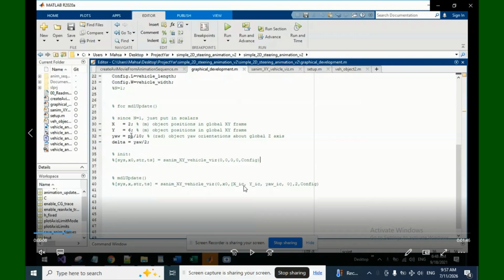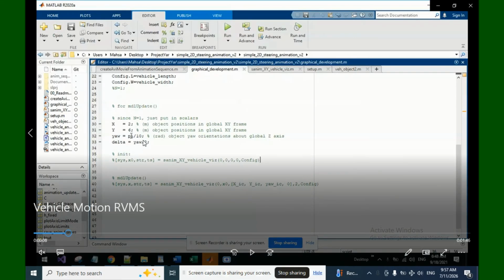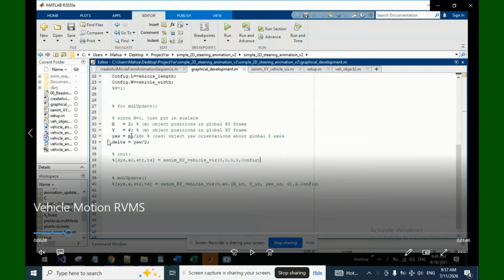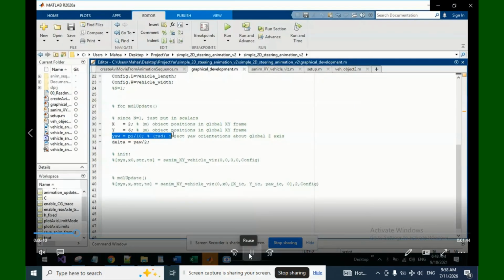So you see, we have a graphical development here, and we want to specify the steer angle based on the x and y. You see that we have object positions in the global x-y frame. Firstly, I want to mention that it's based on two-dimensional coordinates, and there is a yaw, which is a pi number divided by 10, which specifies the steering angles, and then delta is equal to yaw divided by 2. So we go through these simulations.